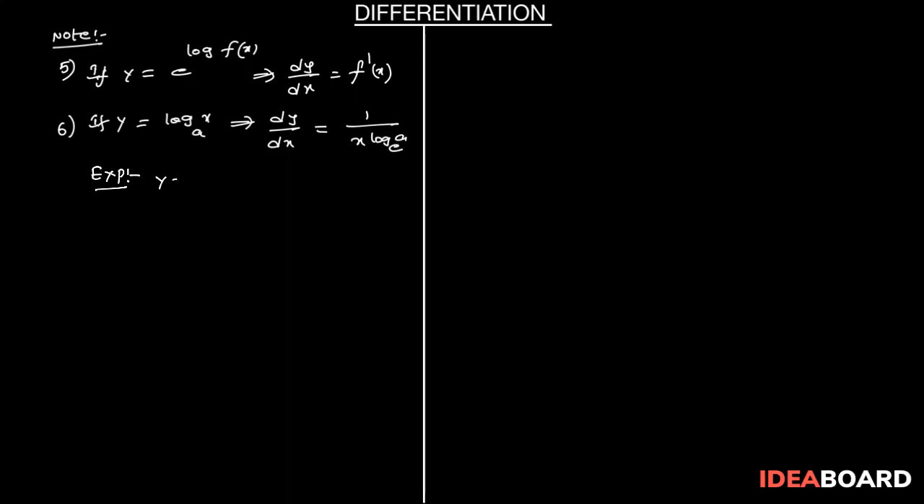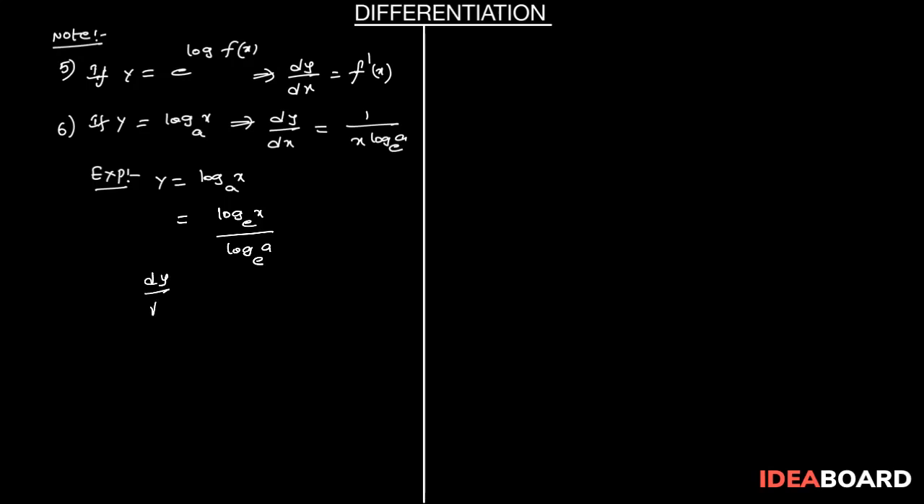Given the function y = log x to the base a, we have the formula for the derivative of log x to the base e. But here we have log x to the base a. Change the base: that equals log x to the base e divided by log a to the base e. Here log a is constant.